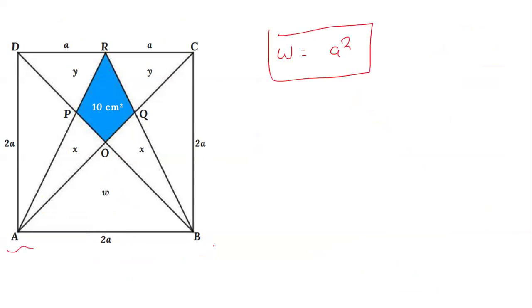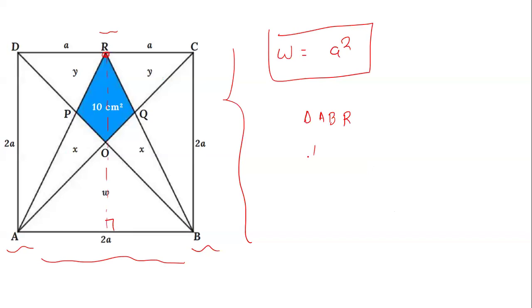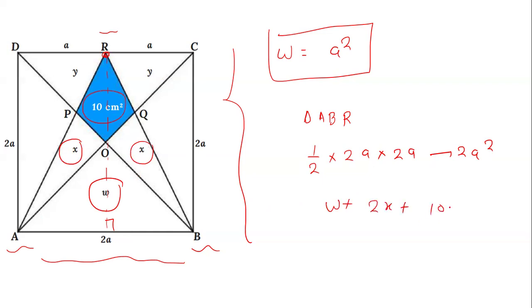Now we are considering the triangle A, B and R. You see this side is 2a and this is the midpoint, and from here if you draw this perpendicular, this is 90 degrees and this height is 2a. So the area of the triangle ABR is half times base times height, which is equal to 2a square. And inside the triangle ABR, there is W, there is X and there is 10. So W plus 2x plus 10 is equal to 2a square. This is another relation we found.